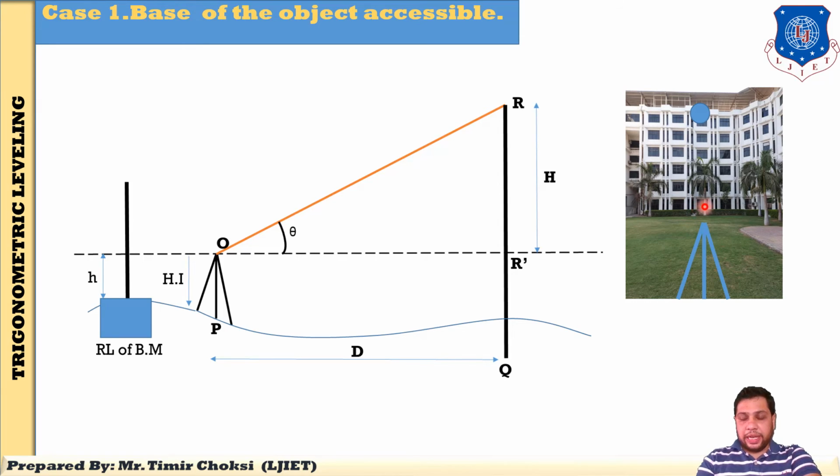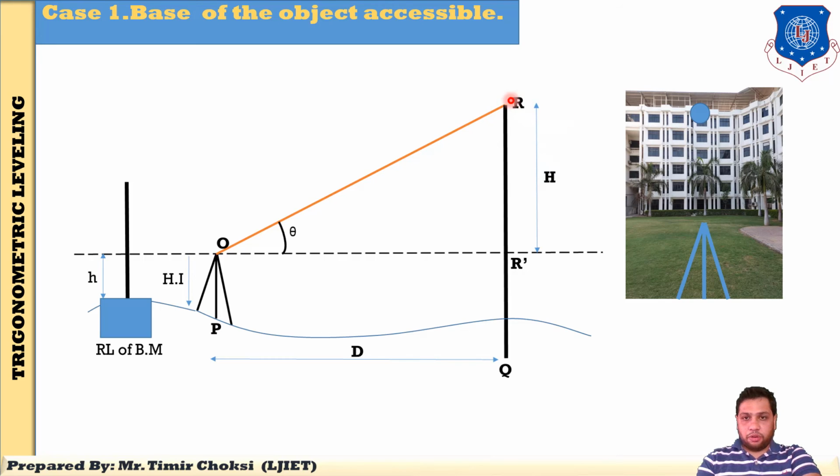So you can clearly find the distance between the instrument station and the base of the object, which means you can easily reach the particular base of the object. This type of condition is called the base of the object is accessible. Here you have considered that this is our instrument P.